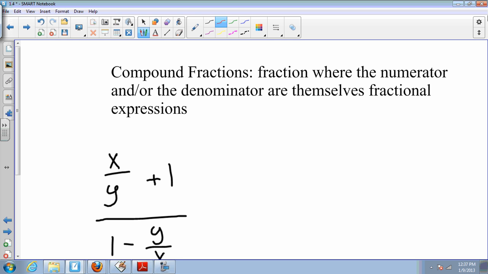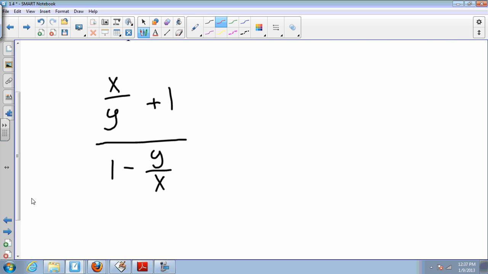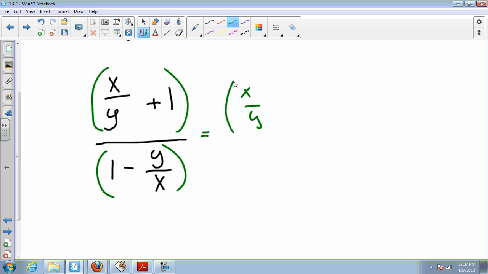Our last example is for compound fractions. It's where there's fractions within a fraction. So we have x over y plus 1 divided by 1 minus y over x. When this happens, group the numerator separate than the denominator and write it as a true division problem. So we have x over y plus 1 divided by 1 minus y over x.